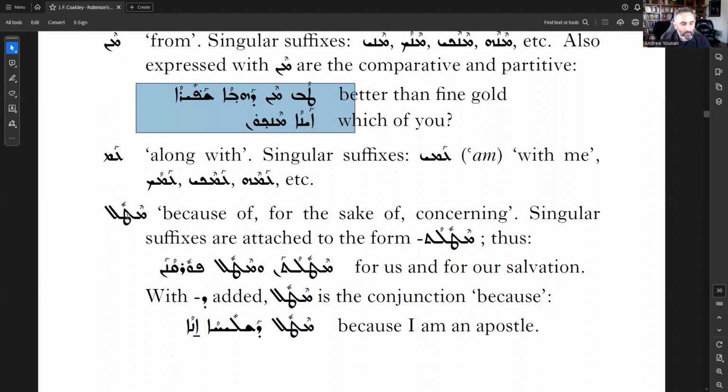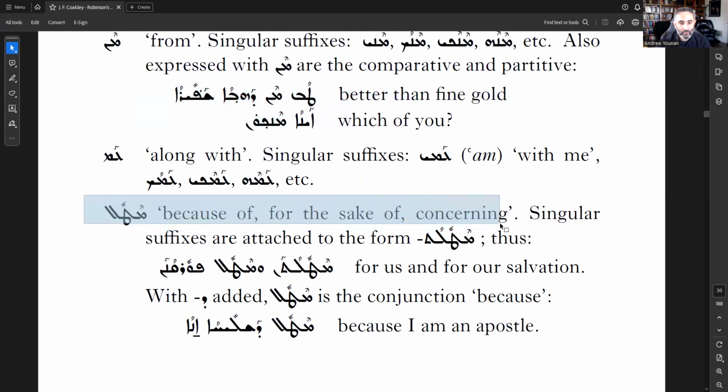Here it is. Okay. Muttol means because of, for the sake of, concerning. For example, you'll see a chapter of a book beginning with the word muttol. That means this chapter is concerning or is about whatever.